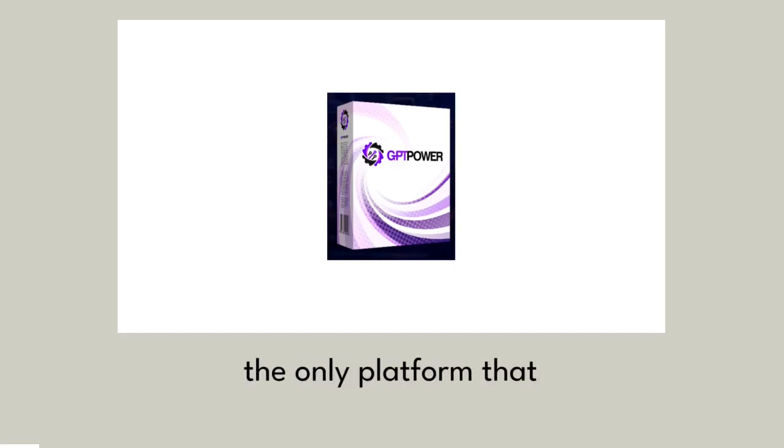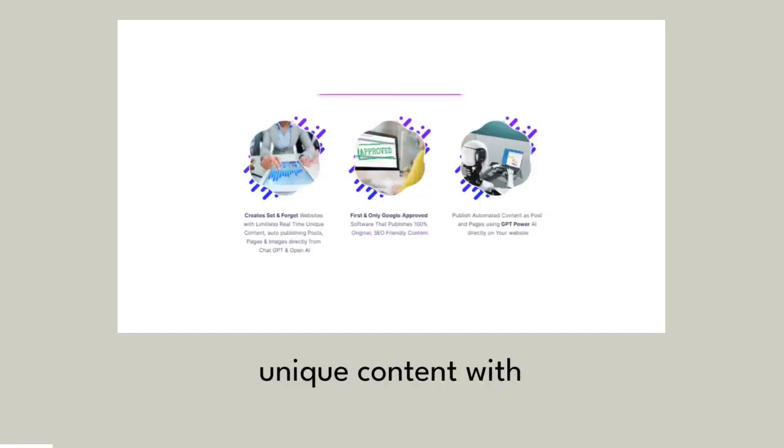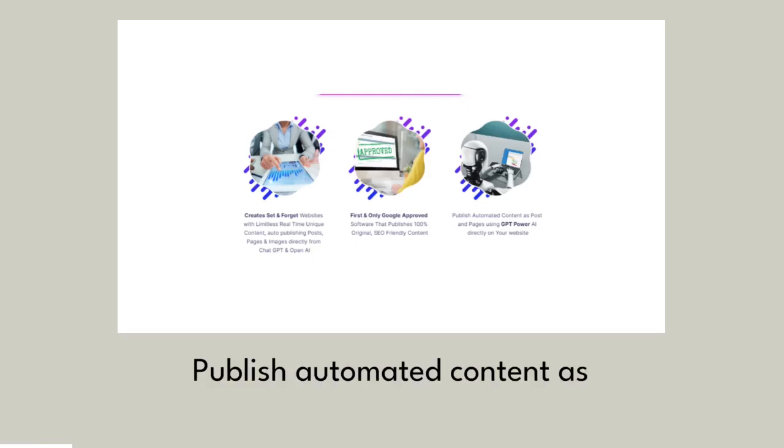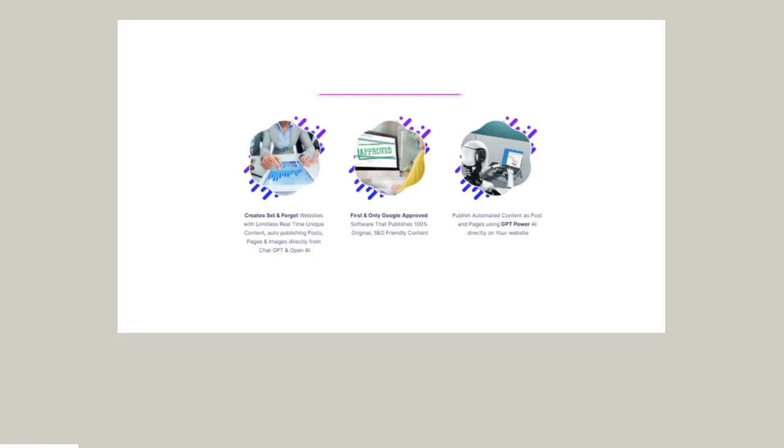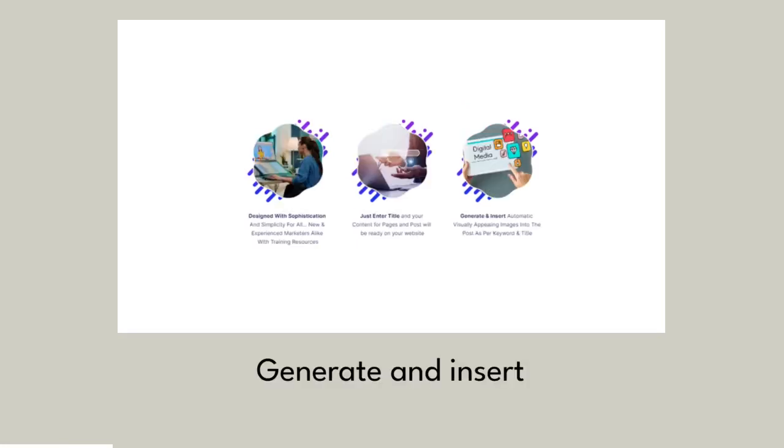GPTPower is the only platform that allows you to get limitless real-time unique content with images and videos directly from ChatGPT and OpenAI. Publish automated content as posts and pages using GPTPower AI directly on your website. Just enter title and your content for pages and posts will be ready on your website. Generate and insert automatic images into the post as per keyword and title.